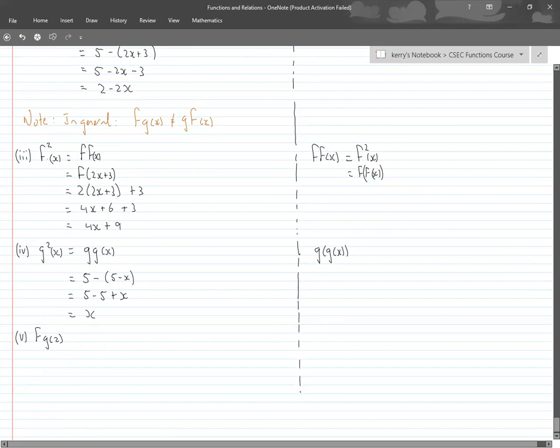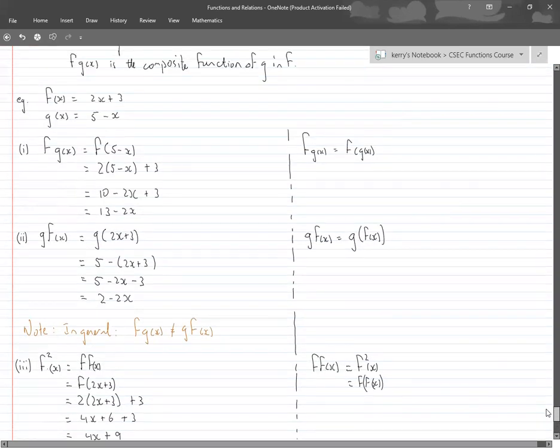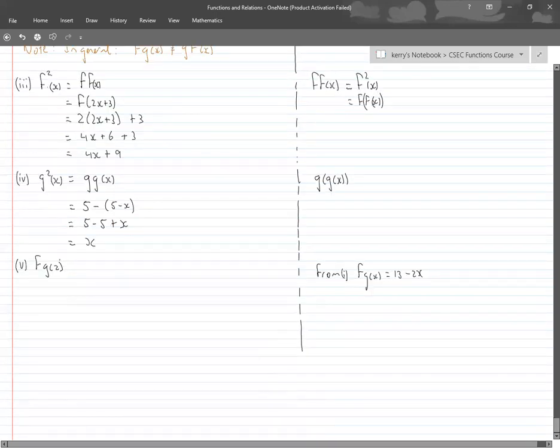I'm going to write that here. From 1, f of g of x is equal to 13 minus 2x, because that's what we had up here. So f of g of 2 means in this f of g of x, your input is 2. So you are just taking 2 and replacing it with x. So this will give us 13 minus 2 into 2, which will give us 13 minus 4, which is 9. And that's f of g of 2.